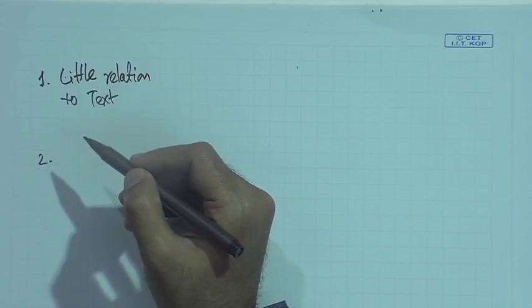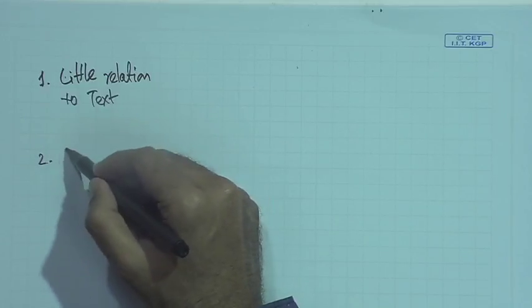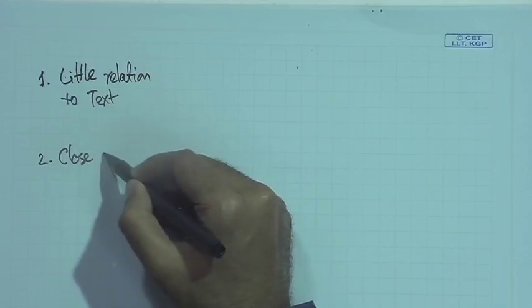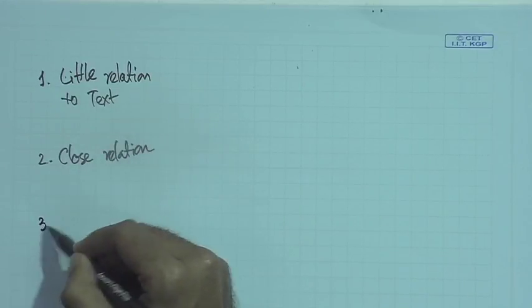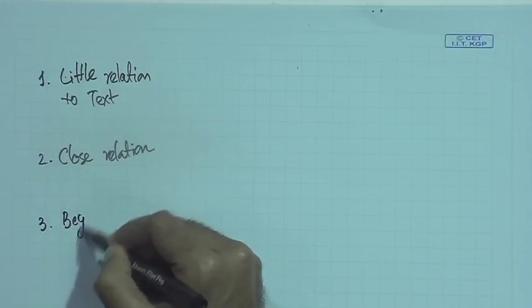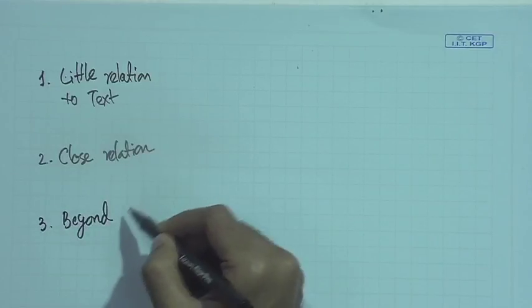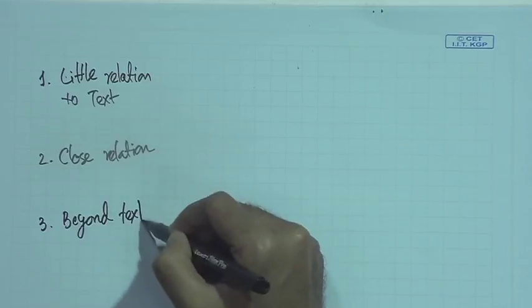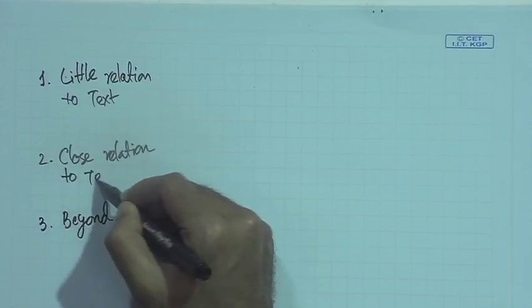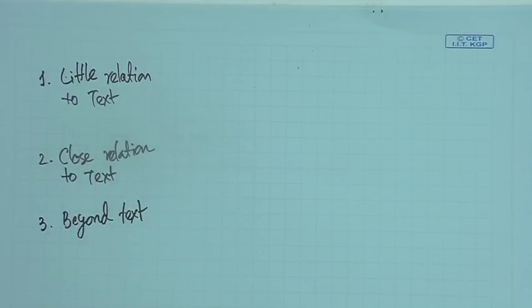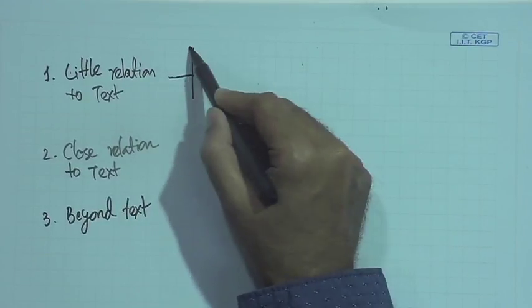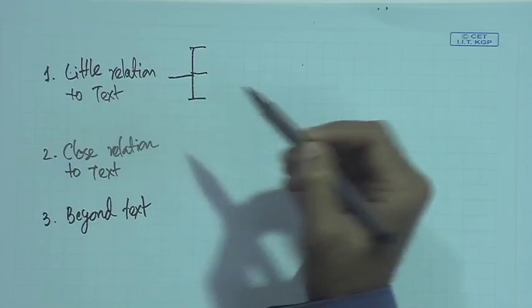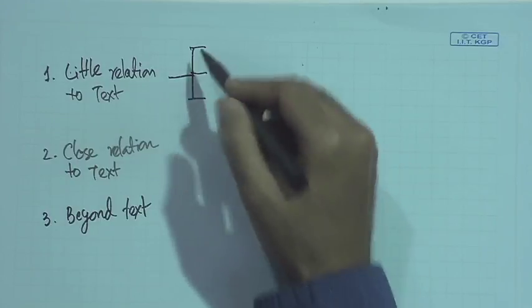The second one could be close relation to text, and the third one would be beyond text. So, there is something beyond the text. These are three possible degrees, and if we look at little relation to text, these are the situations where you have little relation to text.